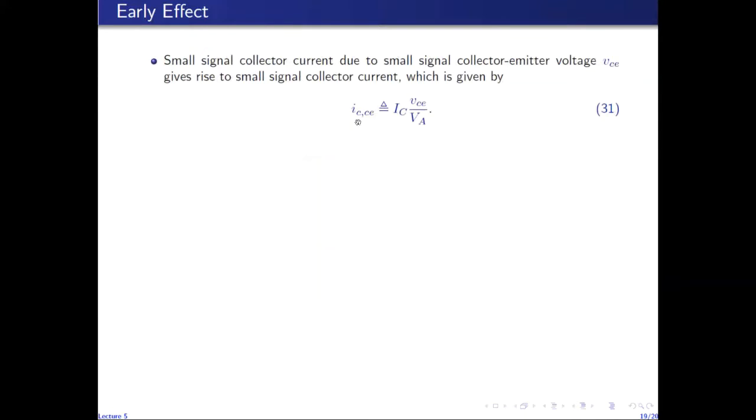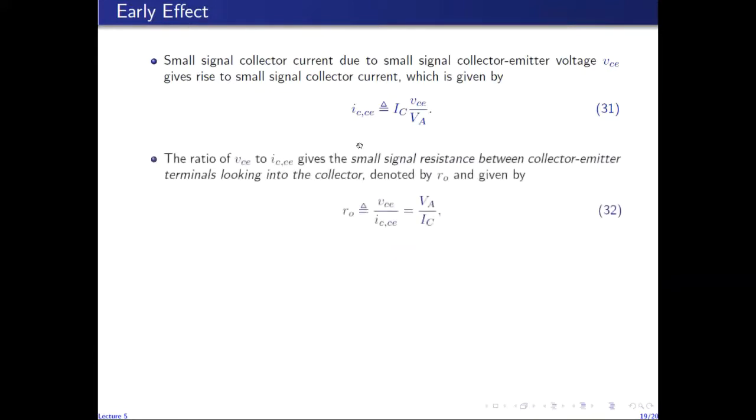So we denote it by I small c comma CE to emphasize that this is the small signal collector current component corresponding to the small signal component of the collector emitter voltage. So we can again invert this relation and find this ratio VCE over IC. So VCE is the small signal voltage across collector emitter. This IC comma CE is the small signal current due to this VCE entering the collector terminal.